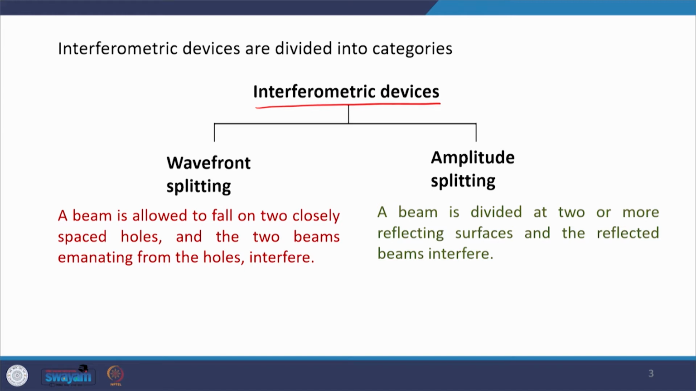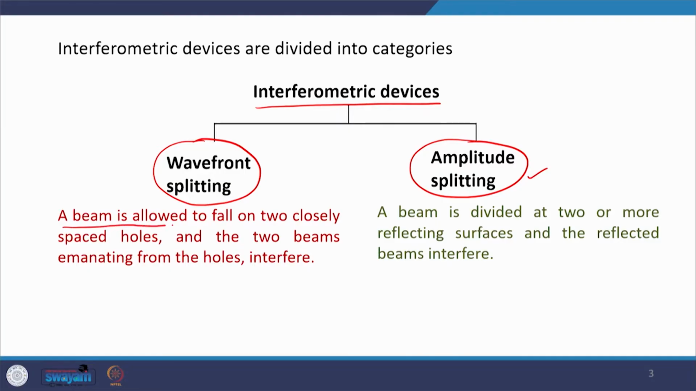Now, why are we separating them in two categories? Because their working principle is slightly different. One set of these interferometric devices works on wavefront splitting, and the second set works on amplitude splitting. The first set produces interference by splitting the wavefront and then letting the parts superimpose, while the second set splits the amplitude of the incoming wave, and these split amplitudes are later made to overlap in space, and thereafter they produce interference fringes.